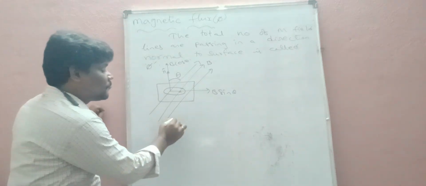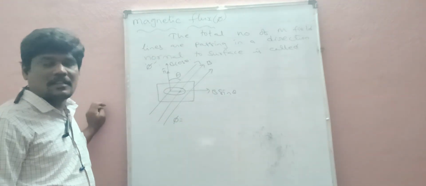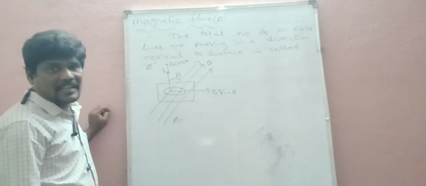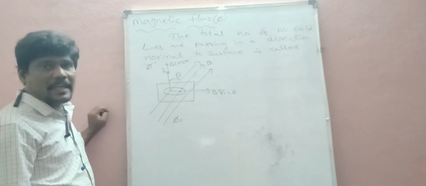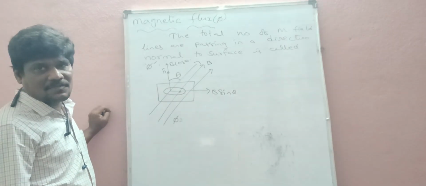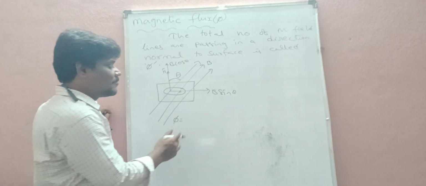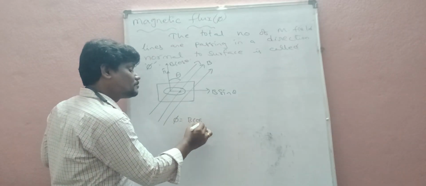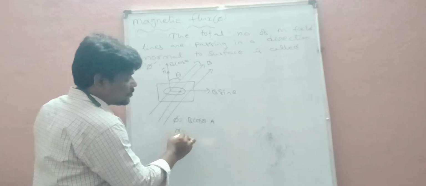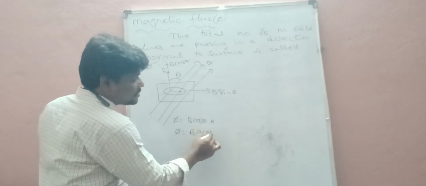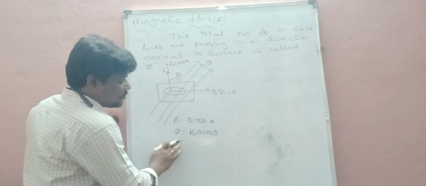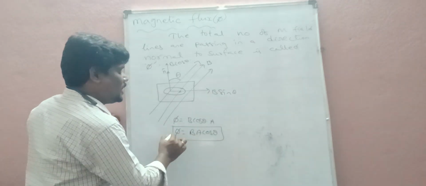What is the flux? Flux is nothing but the product of the component of magnetic field in a direction normal to the surface, normal to the plane of the surface. That is called the magnetic flux. That is B cos theta into A. That is, flux phi equal to BA cos theta.